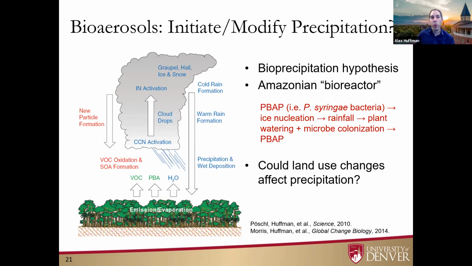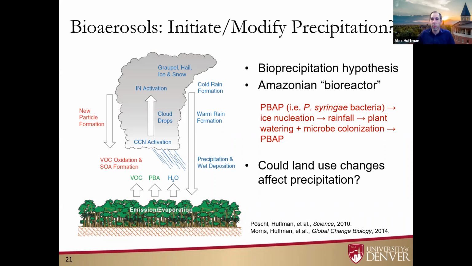And then the question is, do they actually modify precipitation in any way? And that's a big question. And one question at the bottom I posed is, could land use changes actually affect precipitation and back and forth?